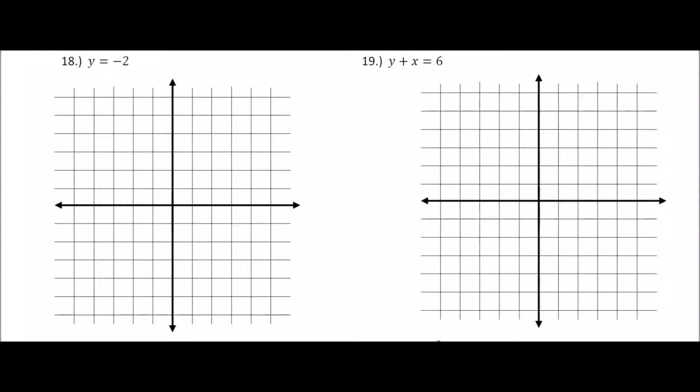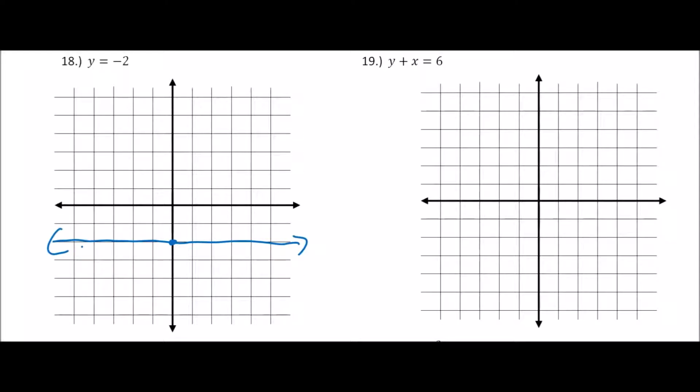All right, so this one, we've got y equals negative 2. Remember, y equals is the equation of a horizontal line. So I go to negative 2 on the y-axis. That's my y-intercept right here. And then I just graph a horizontal line. I just go from left to right, and I graph a horizontal line, and that's it.